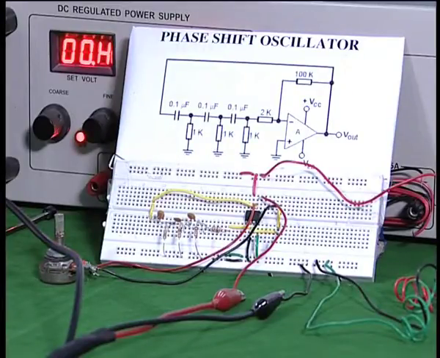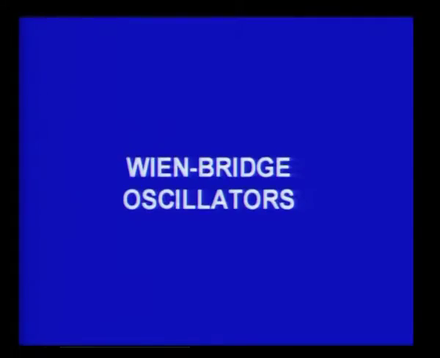Now, we will go on to our next circuit, which is again an oscillator, and again it uses an RC network, and that is called the Wien's bridge oscillator.